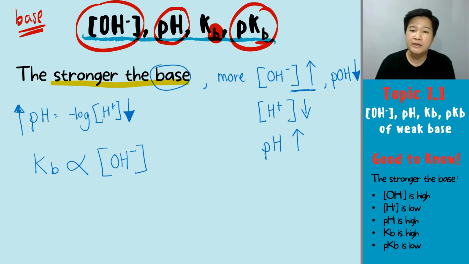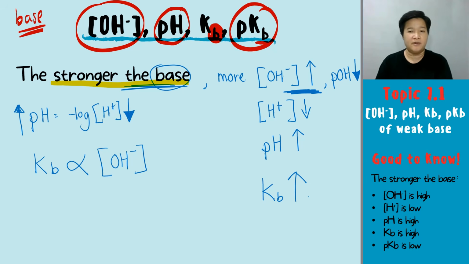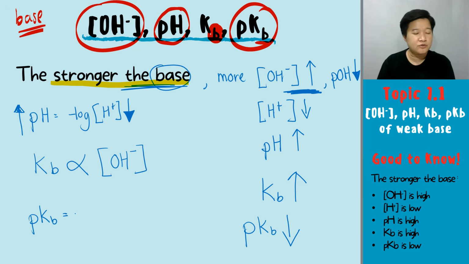In other words, when you have a higher OH minus due to a stronger base, then your Kb value will also be higher. Okay? But the pKb value, which is inversely proportional, will be lower. It will be inversely proportional because your pKb is equal to negative log of your Kb value. Okay? So this is the relationship between your OH minus, pH value, the Kb, and also the pKb value for your base.